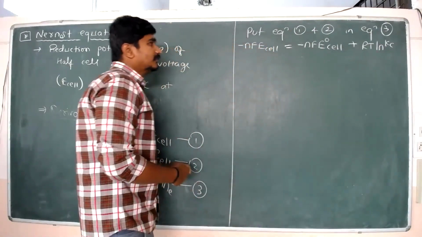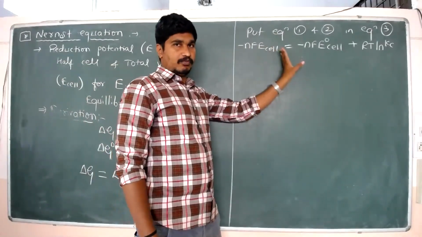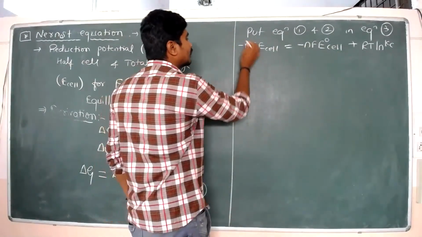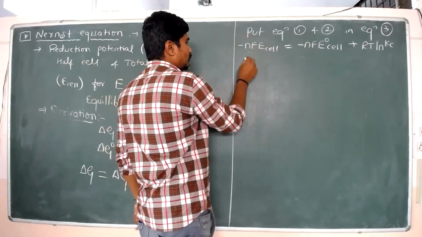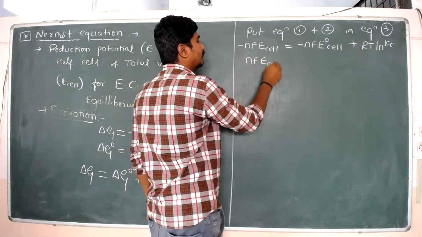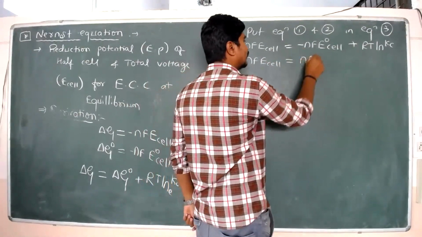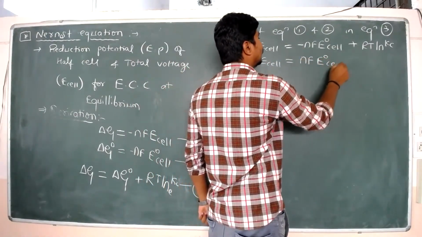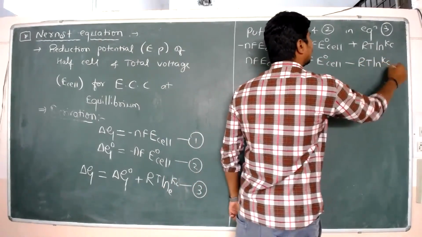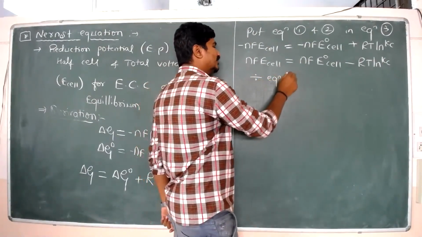Now just multiply the equation by minus, both left side as well as right side. What happens? Minus into minus gives plus nF E cell, is equal to minus into minus plus nF E naught of cell, plus minus RT ln Kc. Now divide the equation by nF.